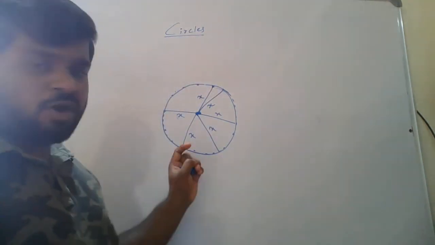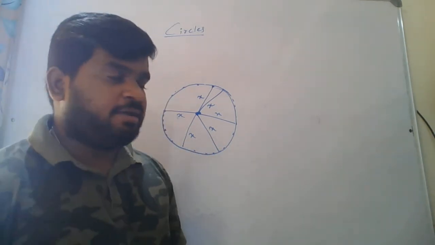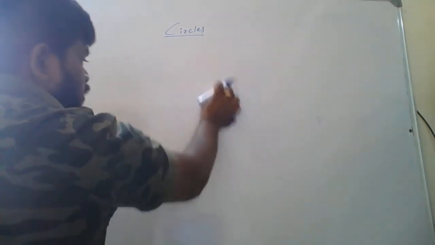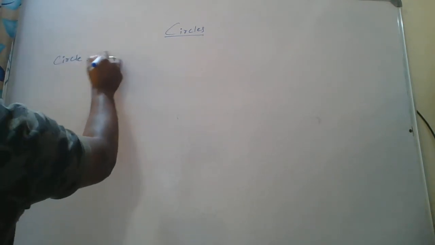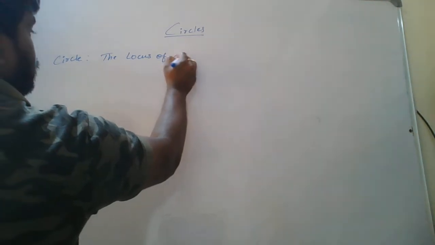So we got to know what is a circle, and what is center and what is radius. For your benefit, let me write the definition also. So circle, the locus of a point.